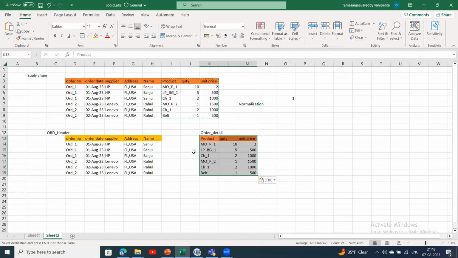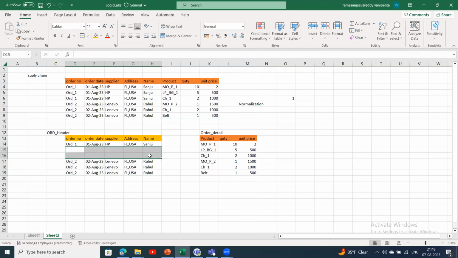I have split this one. Can't you see duplicates now here? Do I need to maintain this many records here with the same data? It doesn't require that, right? I can remove this data because it's the same data. As per the first normalization rule, I should not have duplicate information. What I have done here is removed the duplicate data from this table.